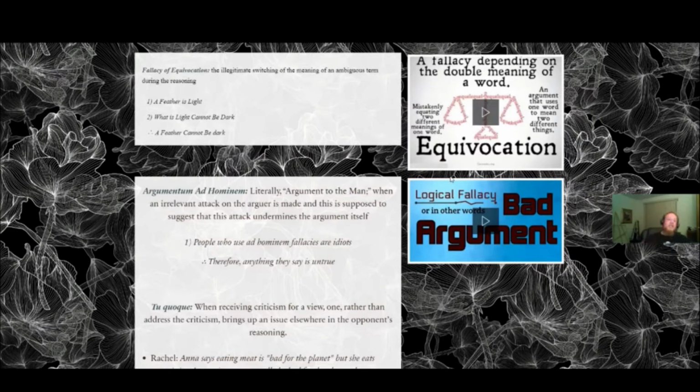This is the illegitimate switching of the meaning of an ambiguous term during the reasoning. So for example, listen to this argument. I say a feather is light. What is light cannot be dark. A feather cannot be dark. That sounds like it should work.